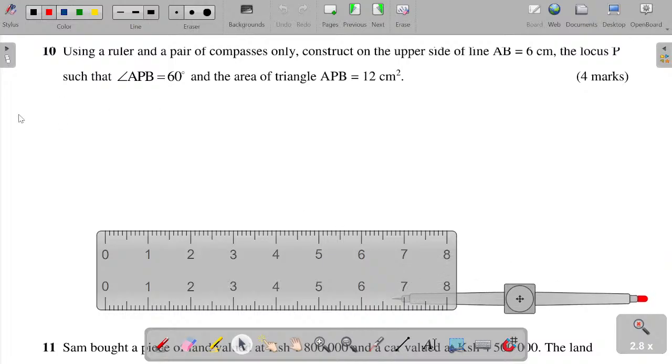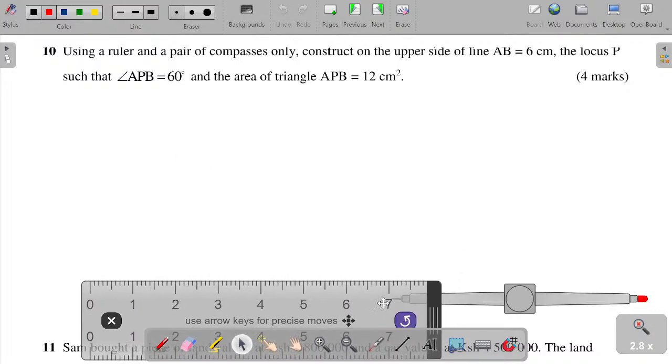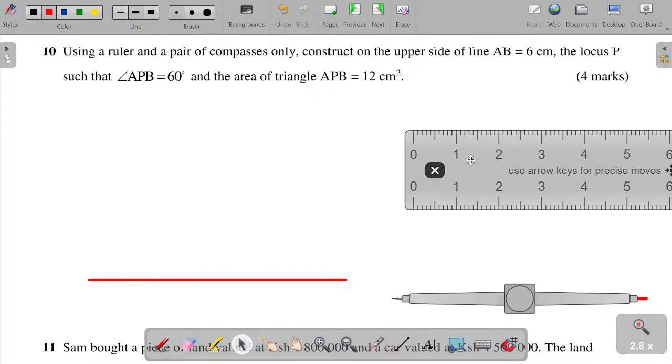Using a ruler and a pair of compass only, construct on the upper side of line AB, which is 6 centimeters. So first of all, I need to draw the 6 centimeters. Sorry, that's so big. Let me reduce the font. Okay, so that is my line, 6 centimeters.